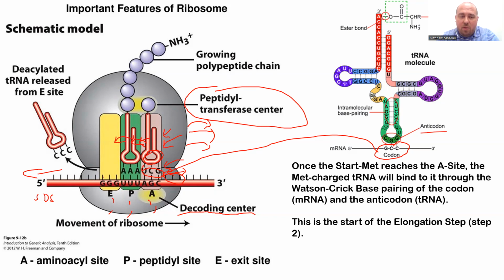exit site, where there is not enough ribosome cleft and interface for the anticodon to remain on the mRNA, and the amino acid has been successfully transferred to the growing peptide chain, or the growing polypeptide chain. So the tRNA then very simply just falls off or dissociates from the complex.